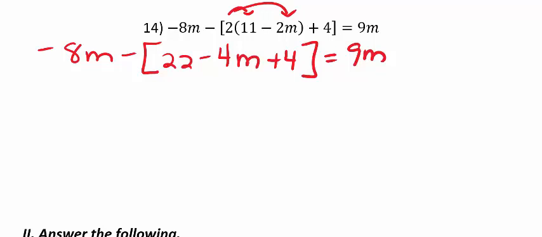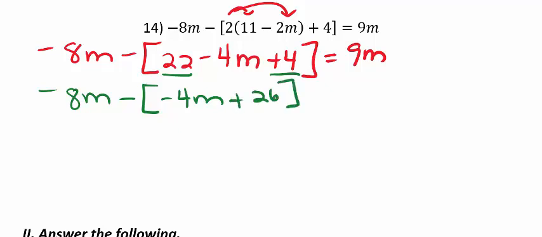Now we still want to simplify within the bracket. I can see that I have like terms here that I can combine. So I'm going to rewrite everything. Negative 8m minus, again my brackets. I have my negative 4m, and I can combine 22 and 4, and that's going to be 26.